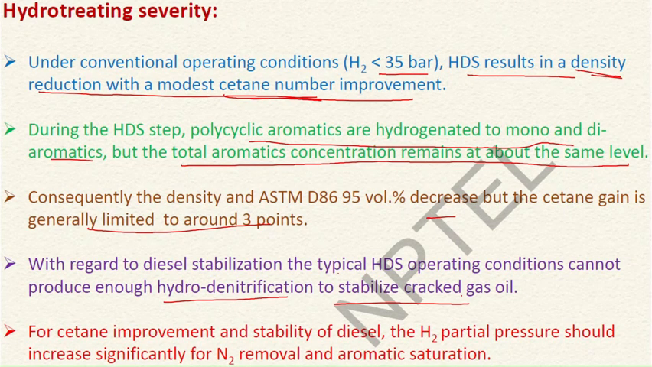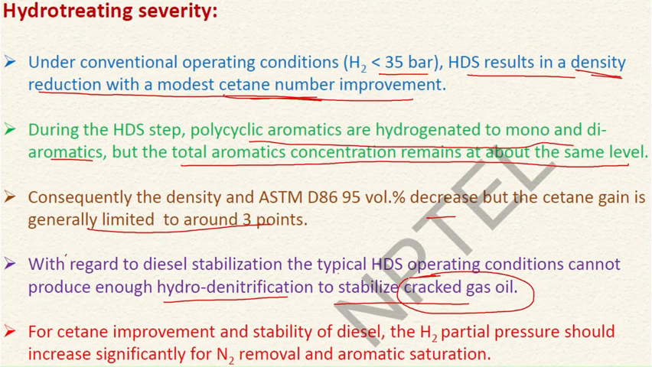With regards to diesel stabilization, the typical HDS operating conditions cannot produce enough hydrodenitrification to stabilize cracked gas oil. So basically, this is for straight run naphtha. If this is for straight run products, also there is not much improvement of cetane number. And moreover, if we use cracked gas oil as the feedstock in the hydrotreater, then there will be more problems. Then the cetane number improvement and stabilization becomes a problem at less severe hydrotreating conditions.